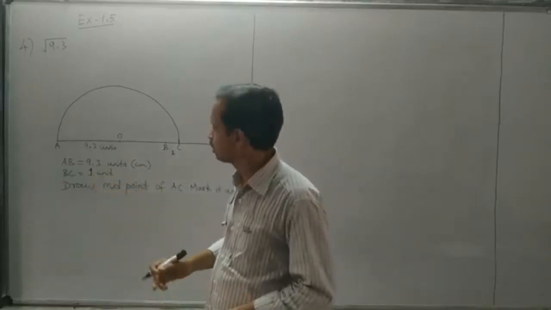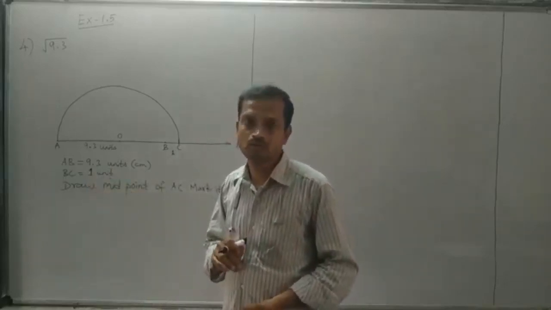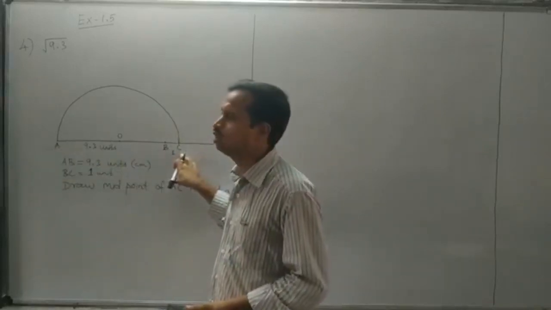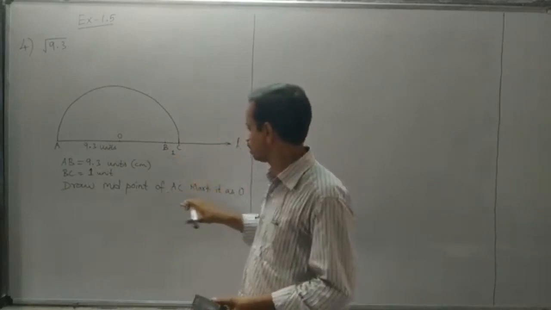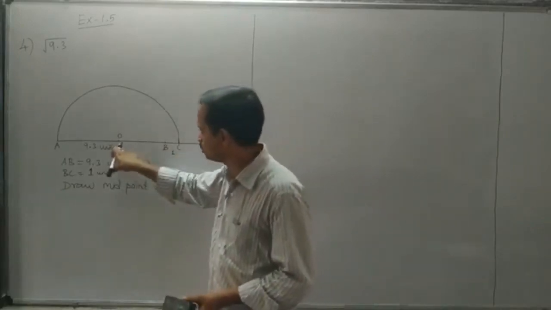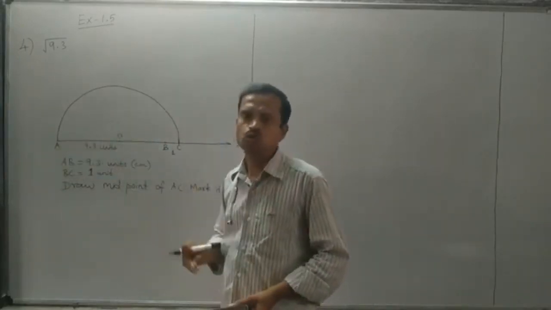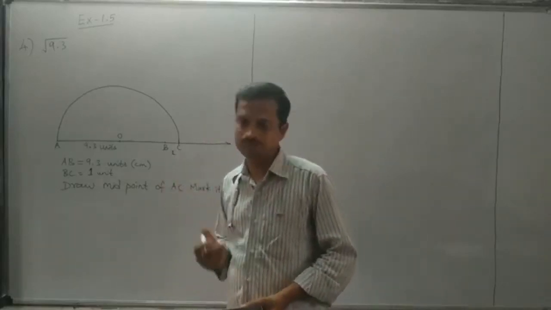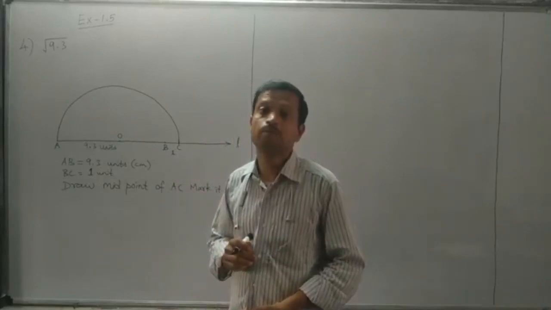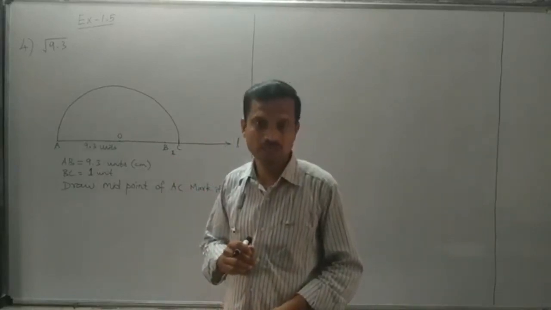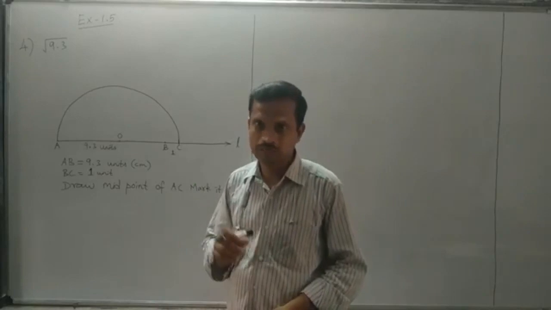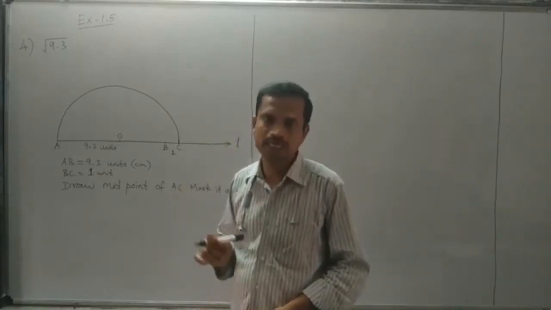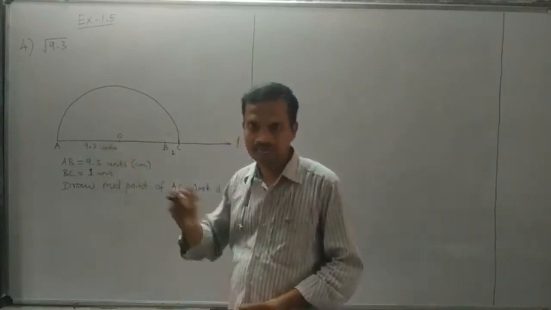And next step, you have to draw a midpoint for AC. For that, we have to draw a midpoint and mark it as O. So this O is the midpoint of AC. How to mark the midpoint of that AC? We can use the compass method, that is perpendicular bisector. The method is called perpendicular bisector. Perpendicular bisector of AC. If you draw that, you will get the midpoint O of AC.